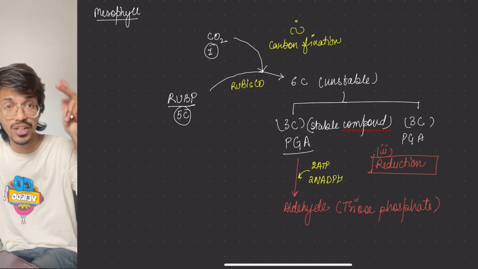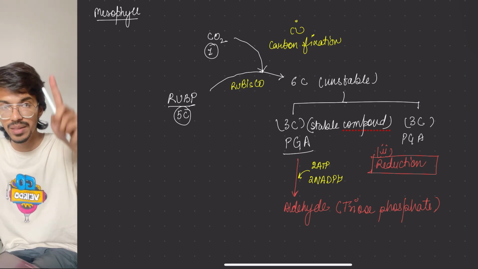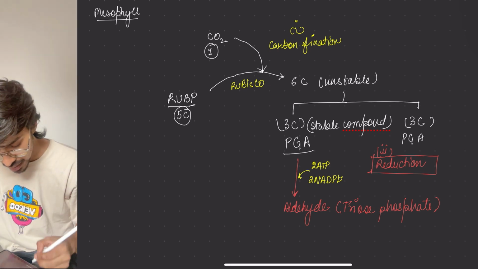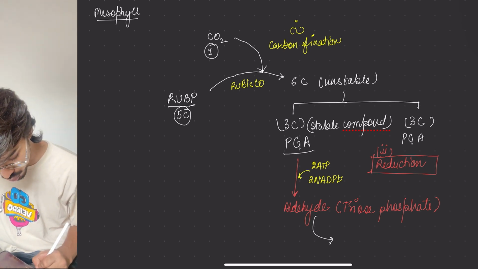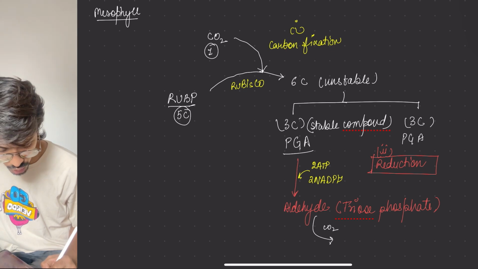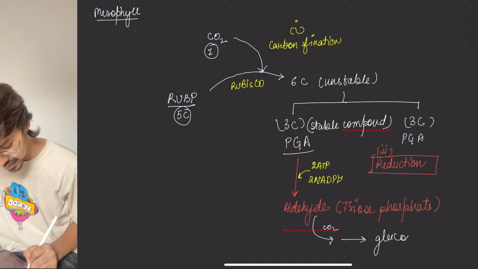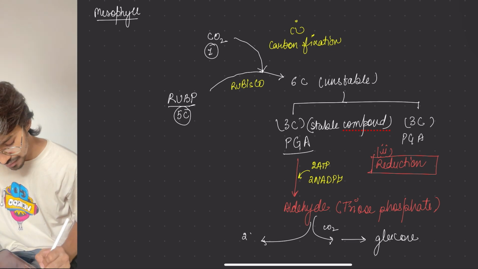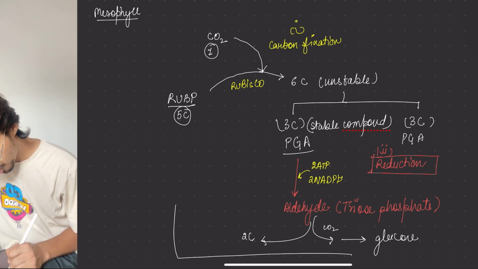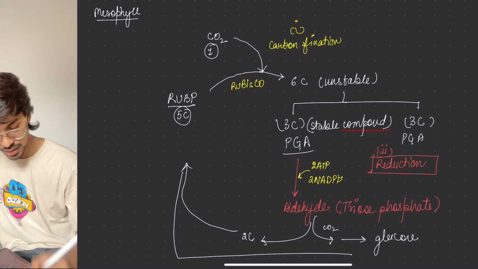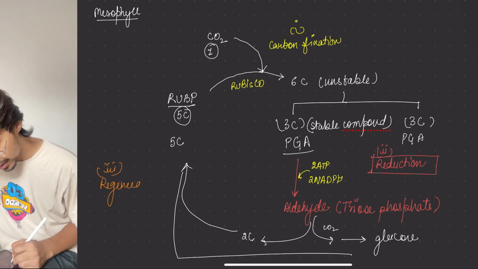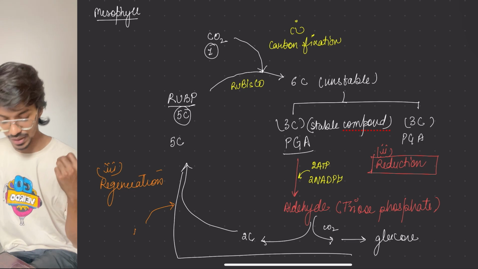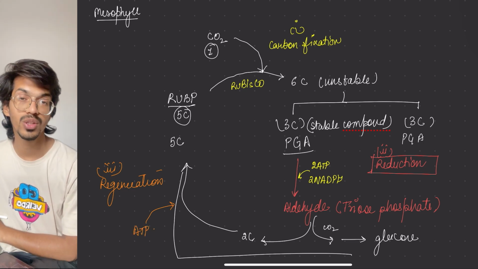We know that 3 ATP and 2 NADPH are needed. 2 NADPH is already used. 1 ATP is still left to be seen where it is required. Now this 3 carbon aldehyde, what will happen? It will remove 1 carbon dioxide equivalent, which will go and form glucose, 1 by 1. Whereas the 2 carbon compound which is left will join and form again the 5 carbon compound. This third step is known as regeneration, and during this step only 1 ATP is required. So this is the C3 pathway.